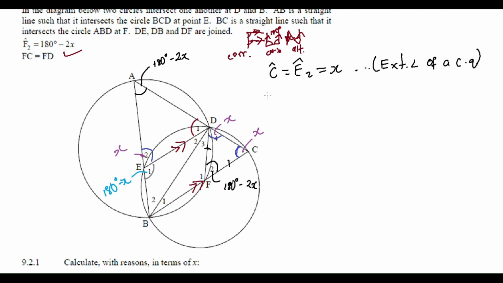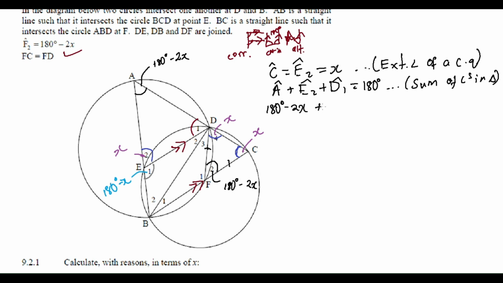And then we go to our next part, which is finding D1. You are going to tell the examiner that you are going to add angle A plus angle E2 plus angle D1. That's what we are looking for, isn't it? So they must give us 180 degrees. Your reasoning, you are going to say sum of angles in a triangle, right? And then we go to our next step. We are going to simply substitute. So 180 degrees minus 2x, that is what A is. And then we have E2, which is equal to x. And then we have D1, that's what we are looking for, equals 180 degrees.